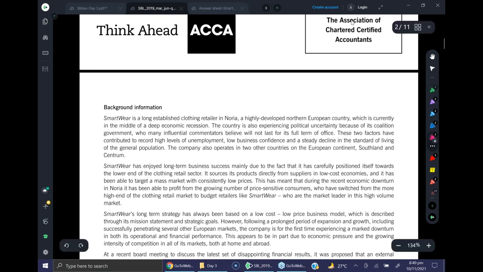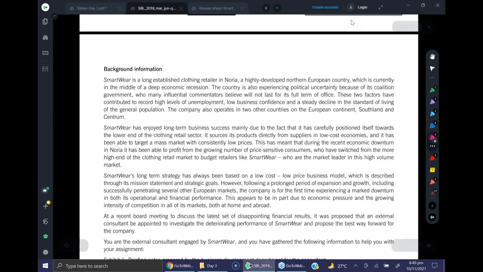Okay, everyone, please, I need 100% attention here. Stop doing whatever you're doing. Stop thinking anything else. Stop using your phones. Okay, SmartWear is a long established clothing retailer in Noria, a highly developed Northern European country, which is currently in the middle of deep economic recession.